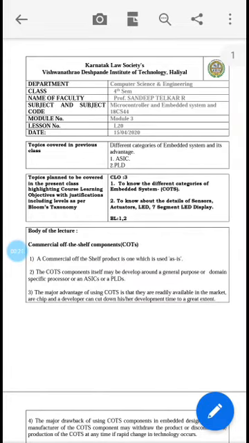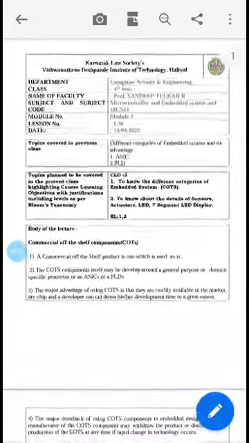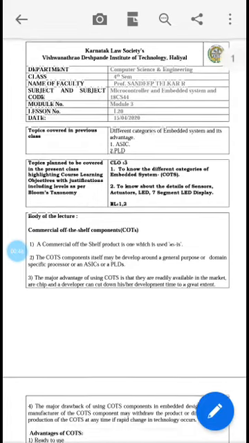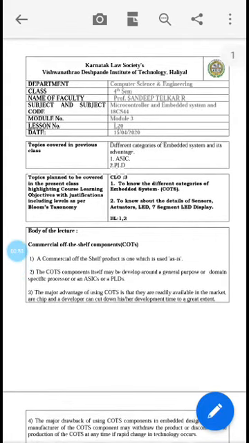Today in this session we will be discussing module number 3 of your V2 syllabus, with lesson number 20 as per your lesson plan. In the previous session we discussed the different categories of embedded system and their advantages: ASIC and PLD. Today we will discuss the third category of embedded system, that is COTS.